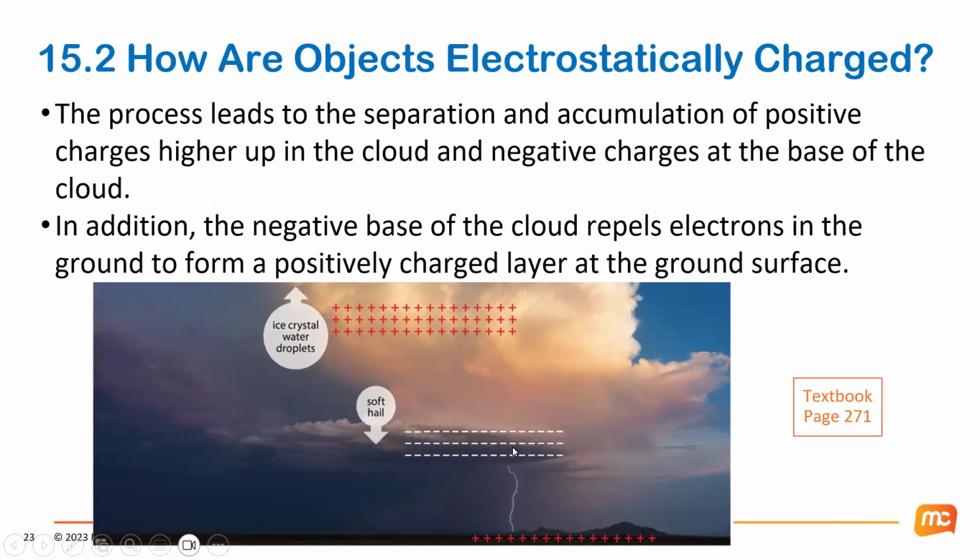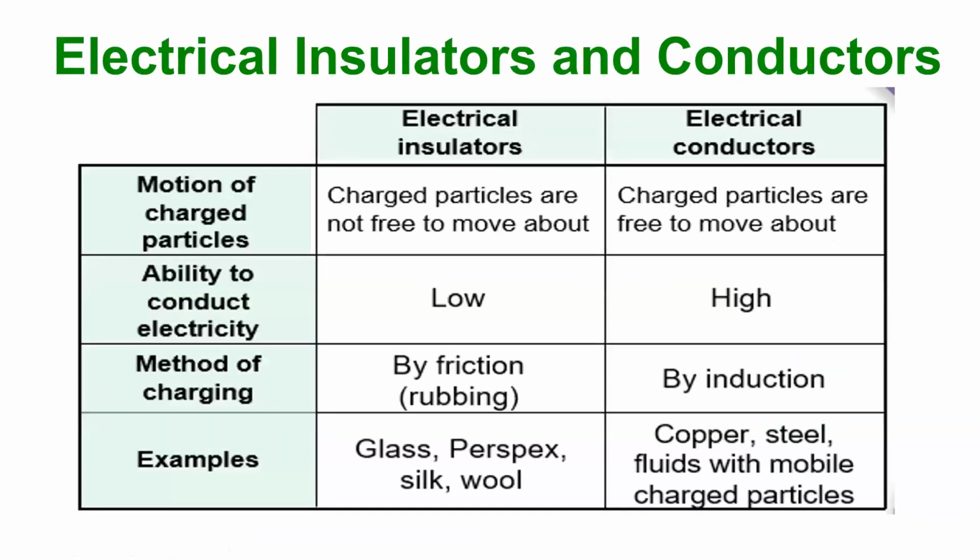Eventually, after a long period of time, when sufficient charges build up, electrons will flow down across these insulating layers of air, and when electrons flow down, you form your lightning. So you can read through it yourself.